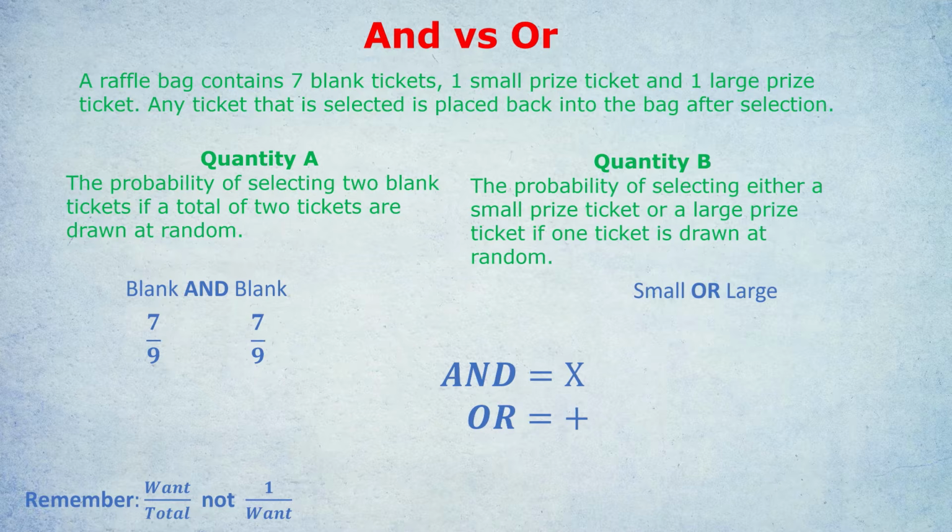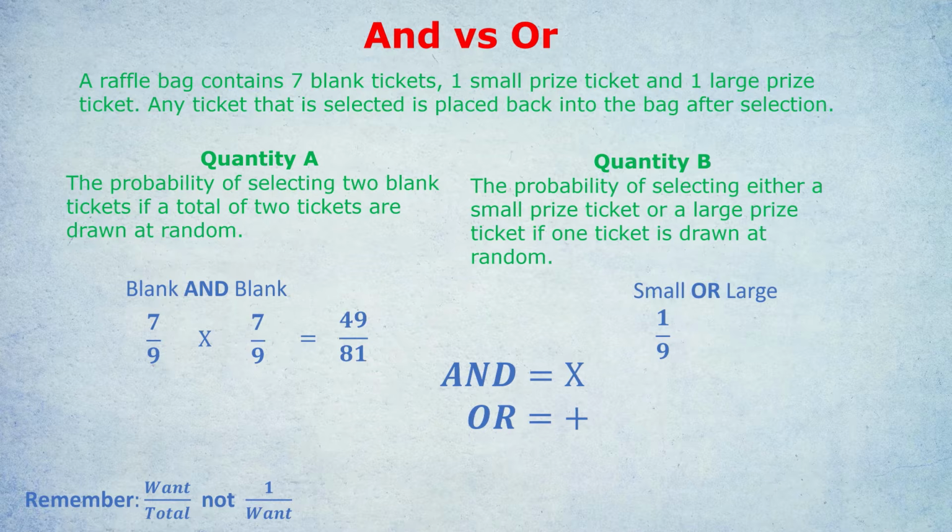Let's quickly calculate that and see what we get. Because it's "and", we're going to multiply. Now, to multiply fractions, you probably know we multiply the denominators and multiply the numerators. 7 times 7 is 49. 9 times 9 is 81. So 49 over 81 is the probability of getting 2 blank tickets. Now let's do small or large. The probability of getting a small prize ticket, well, there's 1 small in total and there's 9 tickets again in total.